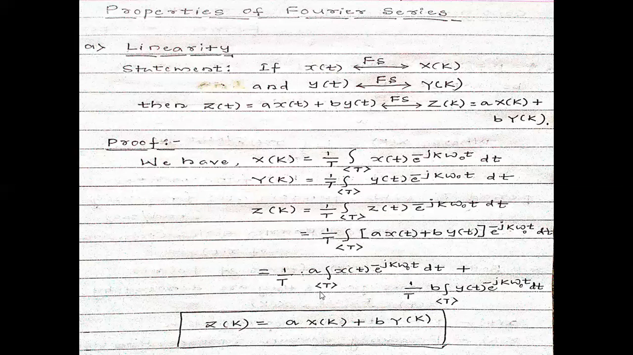X of k. So I will write a constant multiplied by this whole expression, which is nothing but x of k, plus b constant, and this 1 by T integration of y of t, which is multiplied by this term, is considered as y of k. Therefore the Fourier series of z of t, which is a into x of t plus b into y of t, is given by a into x of k plus b into y of k.